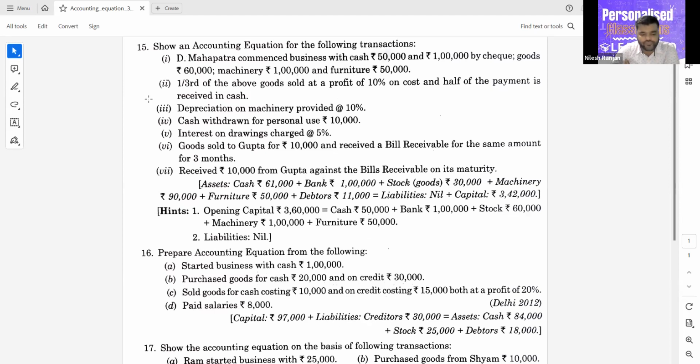One-third of the goods are sold at a profit of 10%, and half of the payment is received in cash. Yes. What? One-third of the above goods are sold at 10% profit, and half of the payment is received in cash.